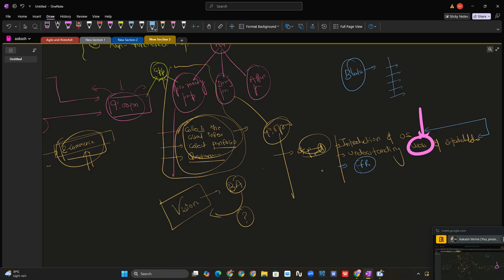ठीक है. So on the behalf of this functional requirement, you can easily create all the documents. The point number 4 is related to the NFR. NFR is non-functional requirement. Non-functional requirement is related to how the system should perform. How the system should perform, कैसे करेगा.